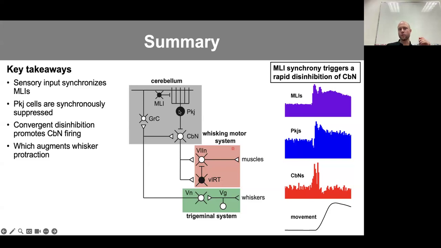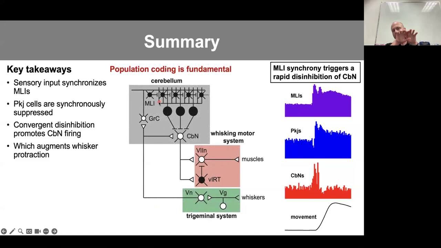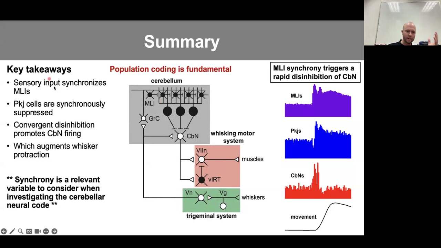And I think importantly, when we look at diagrams like this in the middle, it's important not only to consider single cells, but rather to consider that there are populations of cells, and that this is a convergent network. And so information can be processed in parallel and at a rapid time scale. And if anything, I hope that you take away from this talk that synchrony appears to be a relevant variable to consider when investigating the cerebellar neural code.